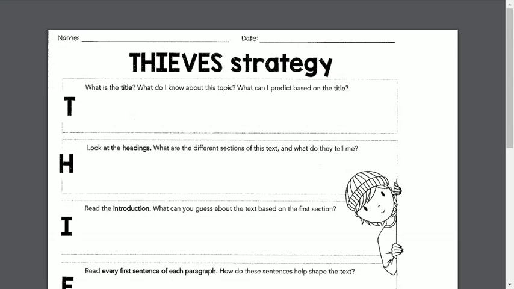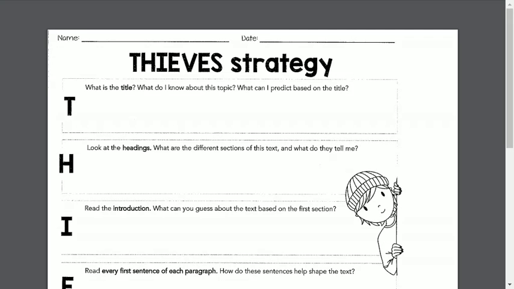Now, what can we predict from looking at that title, Changing the Ecosystem? We know just by looking at the title that the ecosystem, for whatever reason, is either going to change, or this article is going to talk about the changing ecosystem. We can already kind of infer what this article is going to be about.